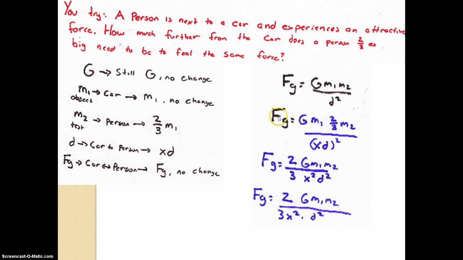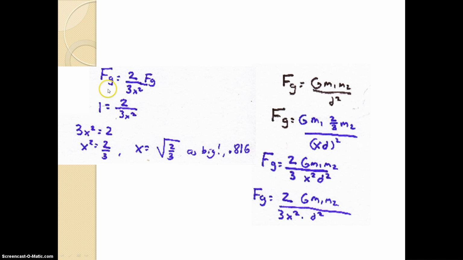So plugging in, I get FG, which is still FG, equals big G M1 (2/3) M2 over (XD) quantity squared. I'm going to pull the 2/3 out. You can see right here. And (XD) squared is X squared D squared. So I have FG, which doesn't change, equal to 2 big G M1 M2 over 3X squared D squared. It's like I'm just rearranging the multiplication. Big G M1 M2 over D squared is just FG. So I'm canceling. I get 1 on this side, and now it's just algebra.